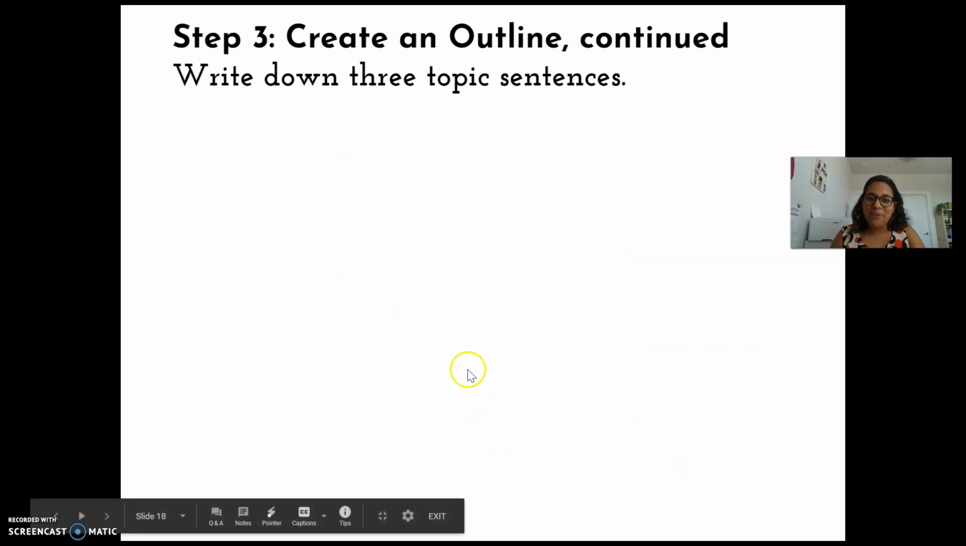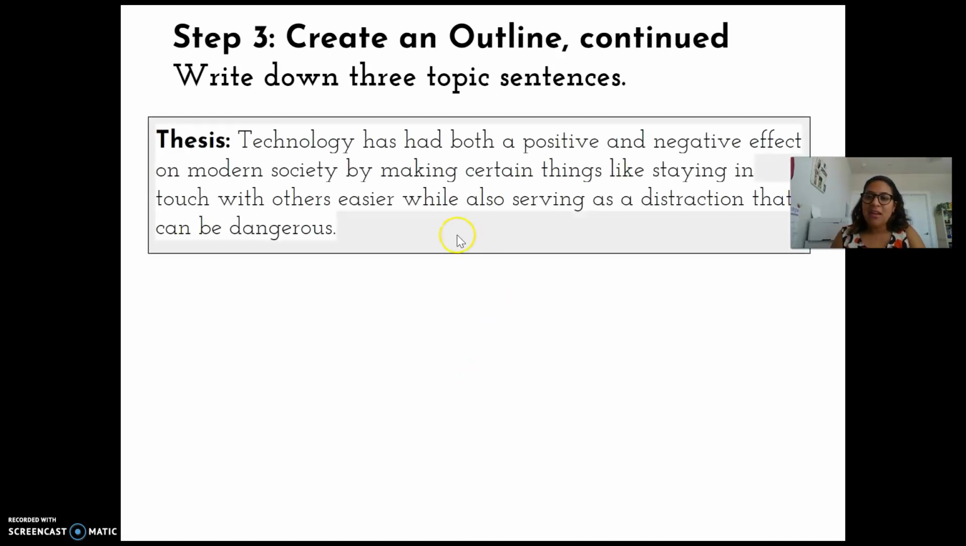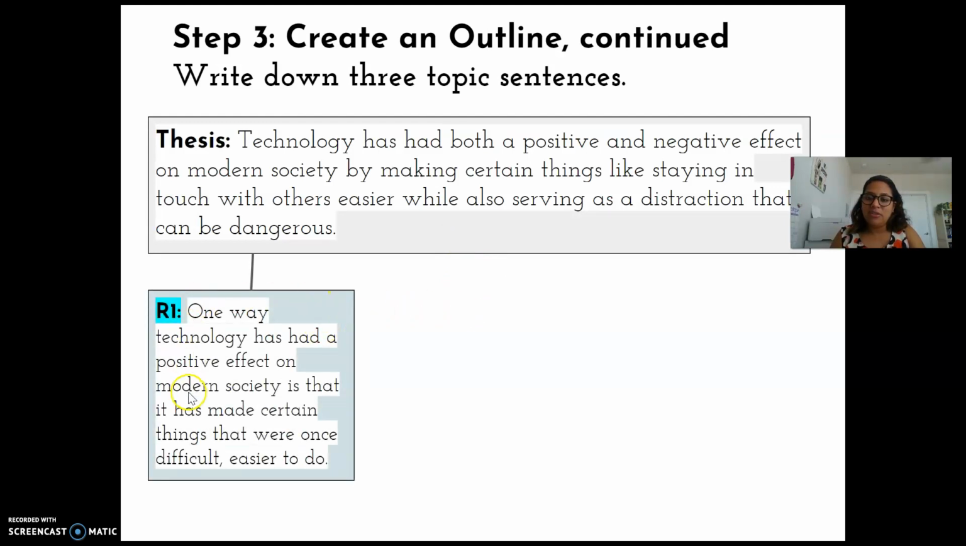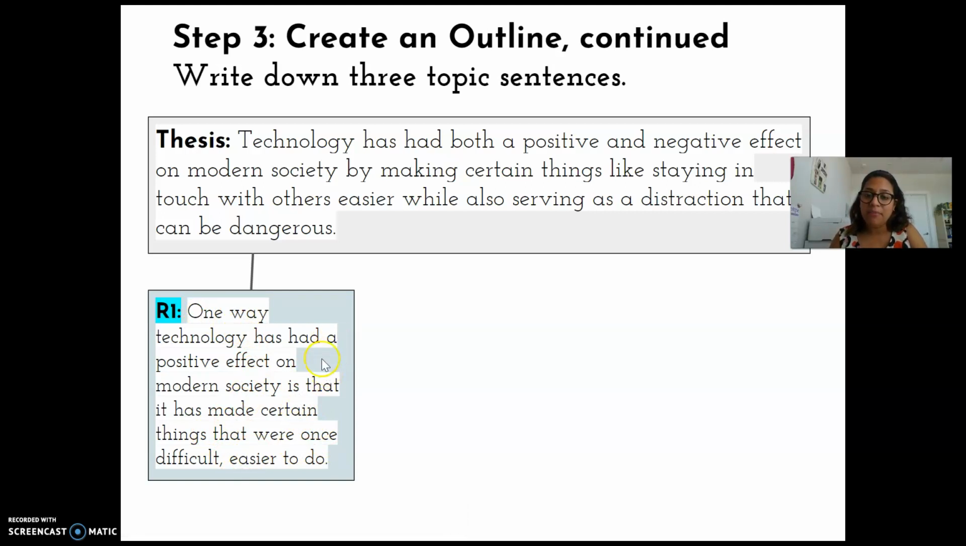Now that you've come up with your thesis, you've come up with your 3 main reasons, you now need to write down 3 topic sentences. Thesis. Come down to reason 1. Notice how I am now taking my reason 1 and turning it into a complete sentence. That is because the topic sentence is the first sentence of each body paragraph that presents what that paragraph is going to be about, and usually can connect to what the previous paragraph was about.